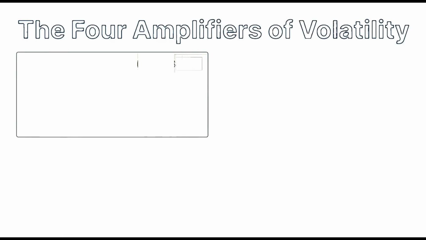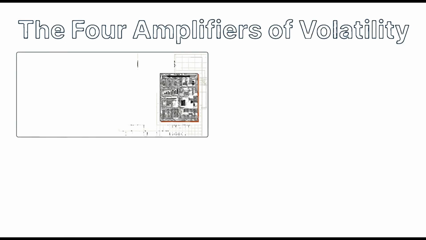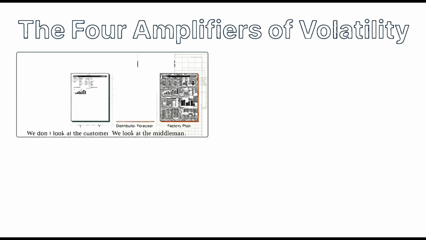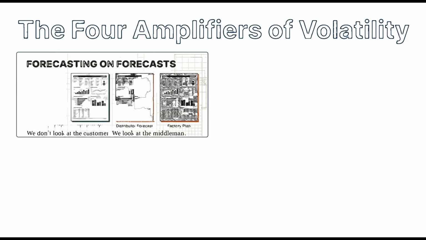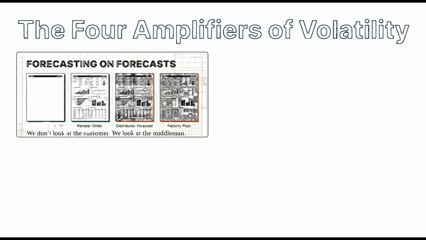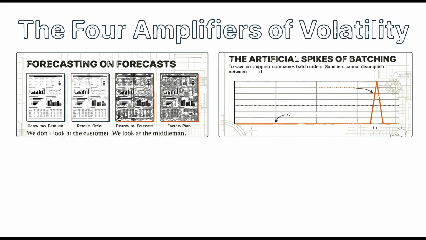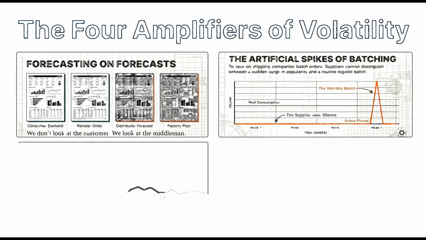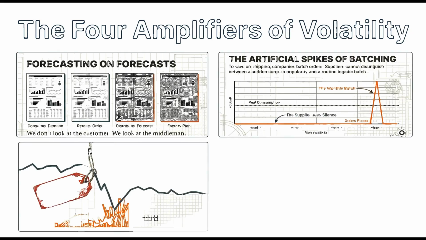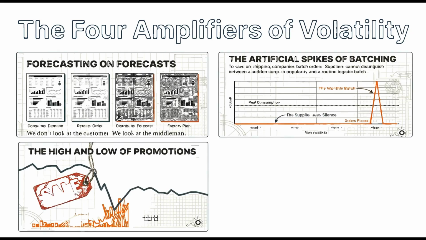Why does this happen? 4 main causes. Cause number 1, demand forecasting updating. Every level forecasts based on orders received, not actual consumer demand. Distributors see retailers ordering more and assume demand is rising, so they order even more. You're forecasting based on forecasts. Errors compound.